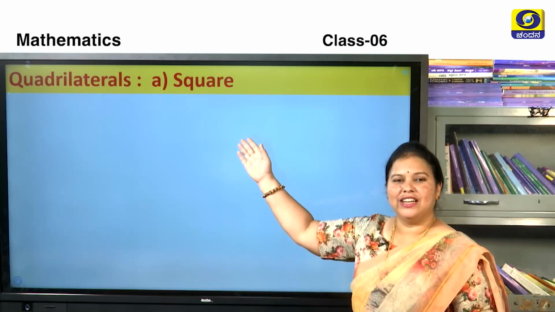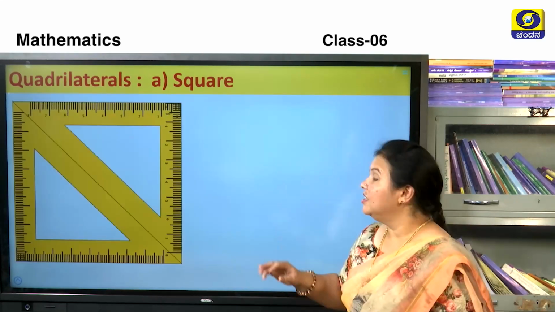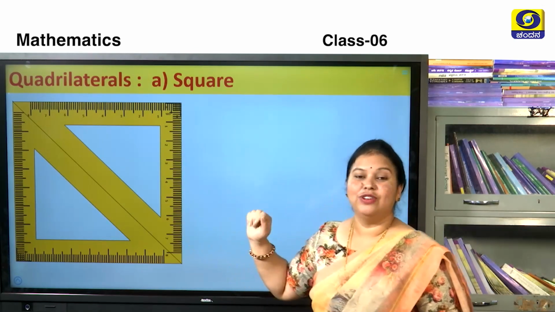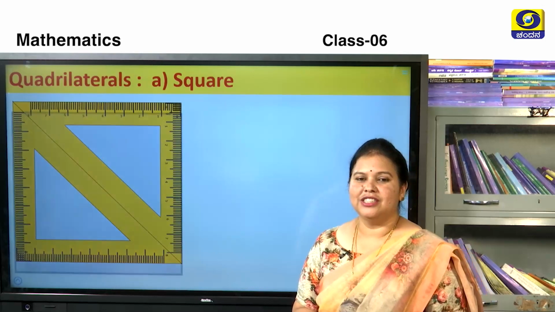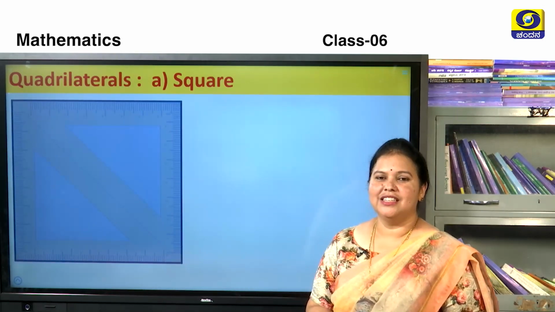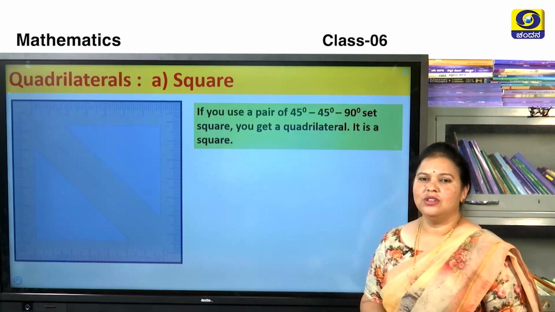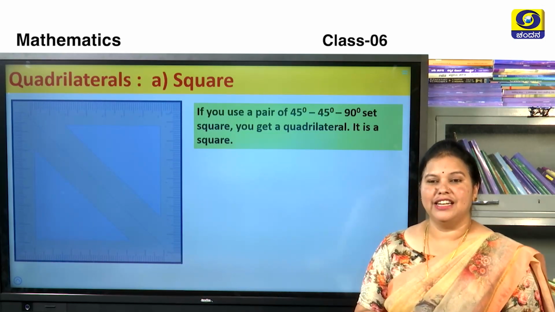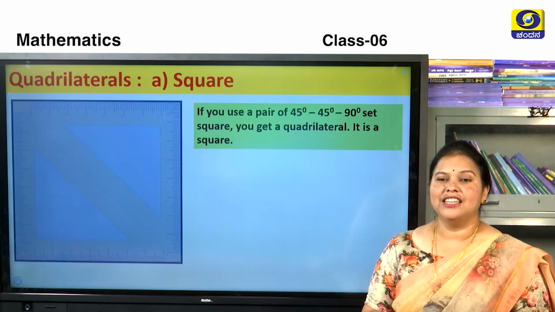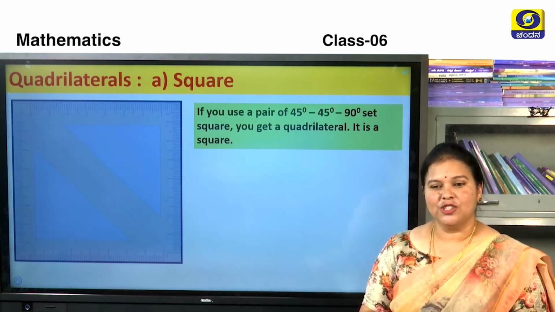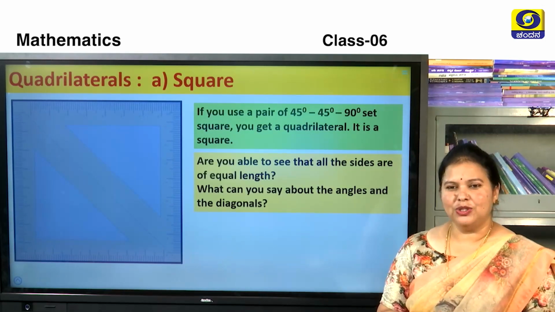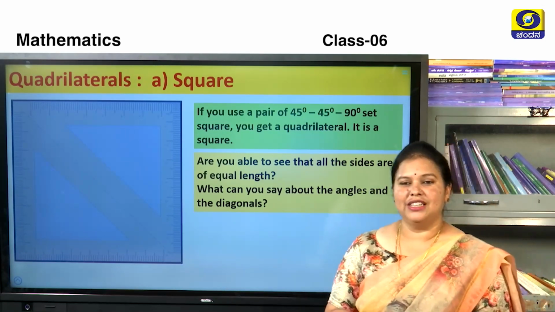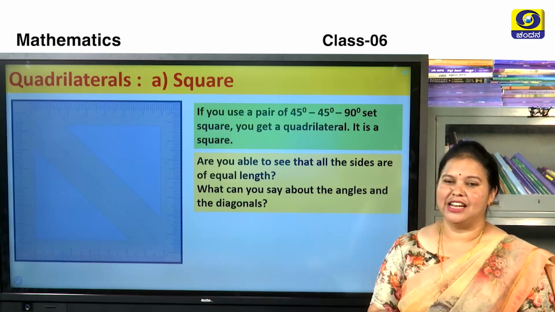Children, a square is also a quadrilateral. See, if you arrange set squares in this manner, you will get this shape. What is the shape? Yes, it is a square shape. So, if you use a pair of 45 degree, 45 degree, 90 degree set squares, you get a quadrilateral. It is a square. Are you able to see that all the sides are of equal length? What can you say about the angles and the diagonals?